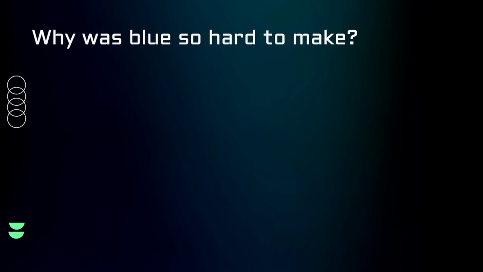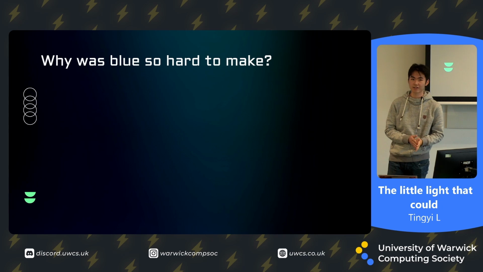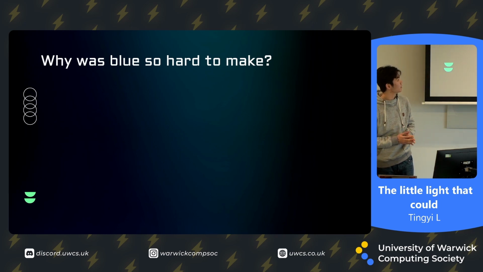And the next bit was, why was blue so hard to make? For a bit of history, I believe the red and green LEDs were made in the late 70s, early 80s. The blue LED wasn't made until 1992.